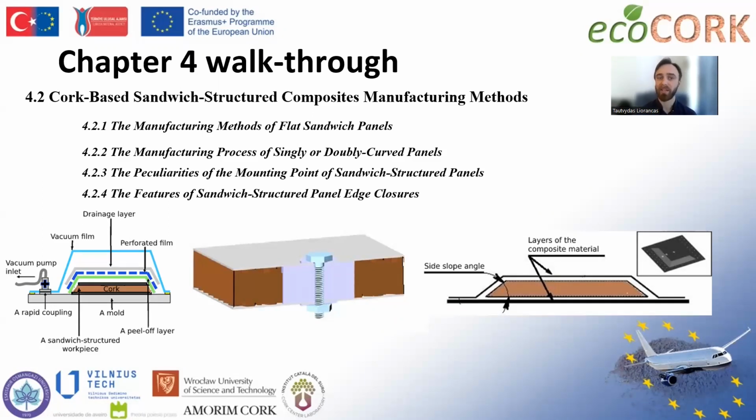Then we will discuss the manufacturing process of singly and doubly curved panels, because the manufacturing process is quite different if we compare it to flat plates. If the aircraft has some areas that are singly or doubly curved, in other words, curved in one or more planes, then we need a whole different manufacturing method to produce the panel.